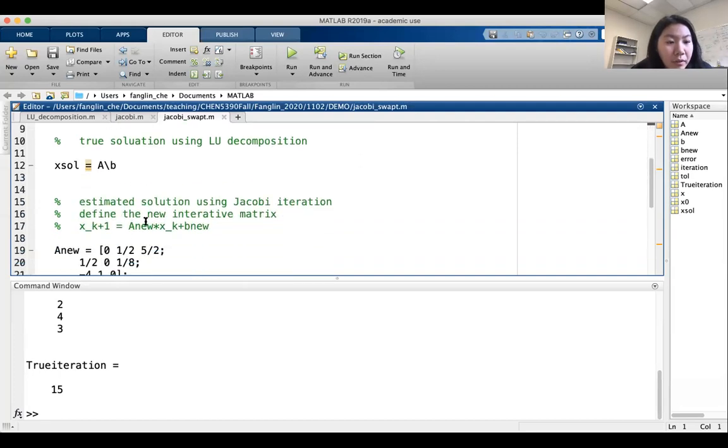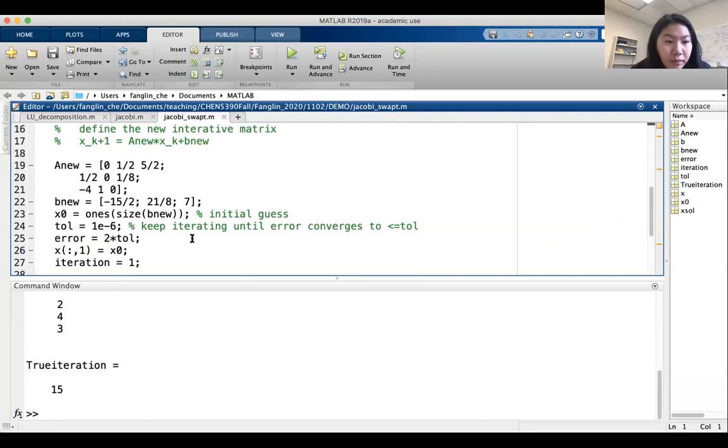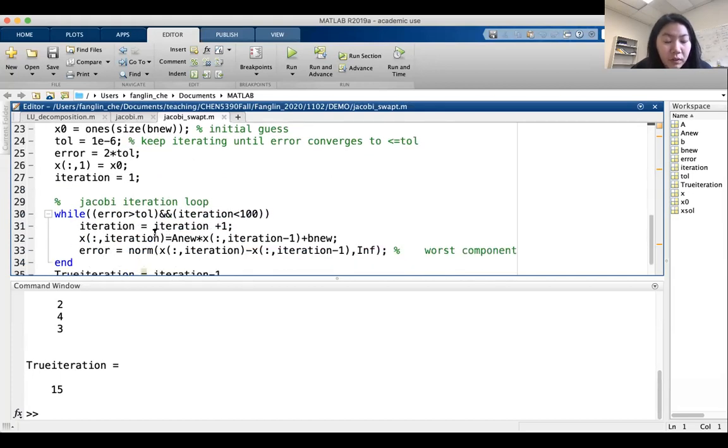But after we swap the row, our Jacobi matrices have changed. Our b new matrices have changed. Anything else is still the same. It's just running the Jacobi iteration loop and comparing the current iteration with the previous iteration, to see what the maximum error is. If the maximum error is smaller than the tolerance, we are done. If the maximum error is bigger than the tolerance, we keep running the loop. Until the iteration hits 100, we will stop.